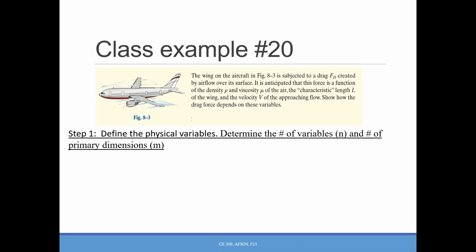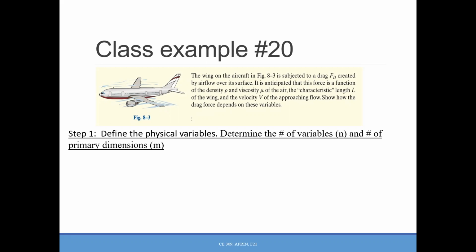Today we will do the class example 20. For some sections I completed that, and for some sections I couldn't complete that. So I'm doing this class example from the very beginning so that you can see and do your homework.